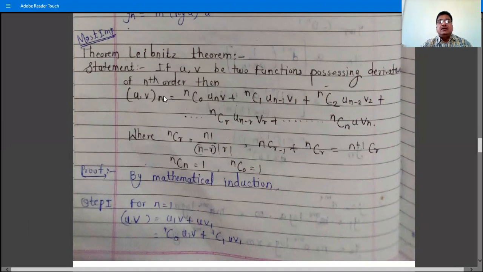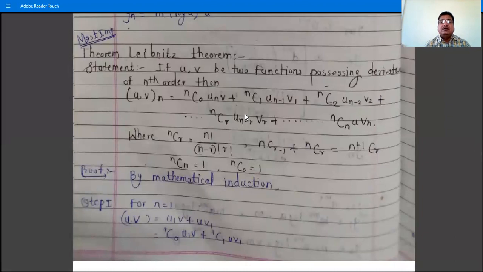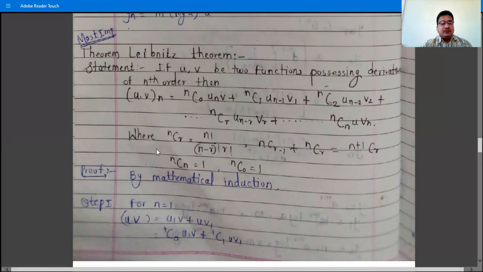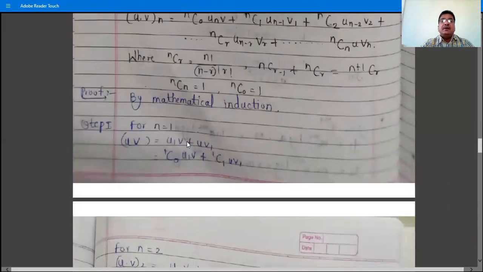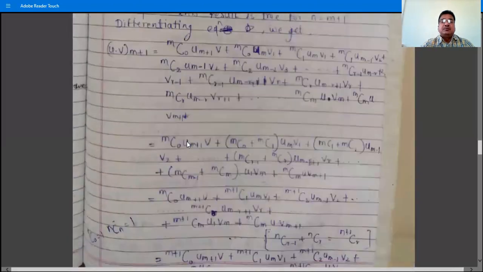That is, if y is the multiplication of two functions u into v, then its nth order derivative is this. This is the nth order derivative of that function. So what is the use or application of Leibniz's theorem? If y is the multiplication of two functions, and you have to find the nth order derivative of the multiplication, then use Leibniz's theorem in order to find the nth order derivative of the multiplication of two functions.